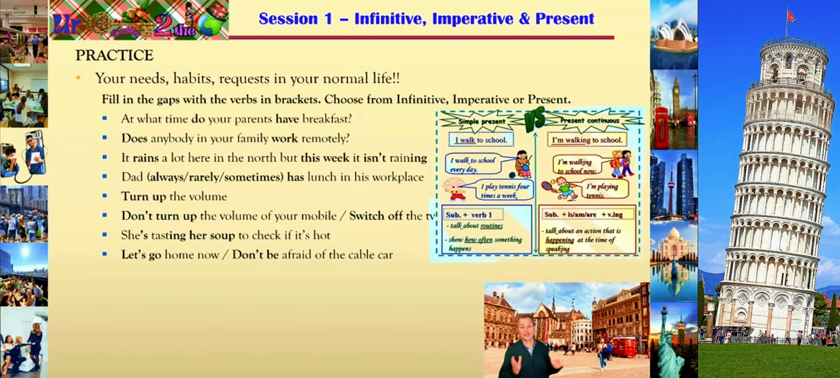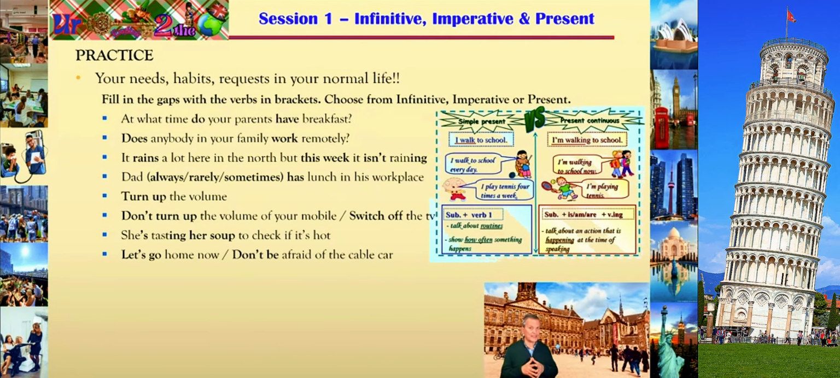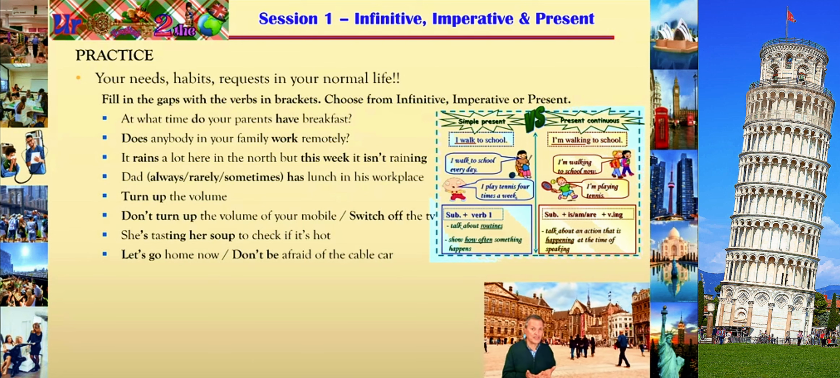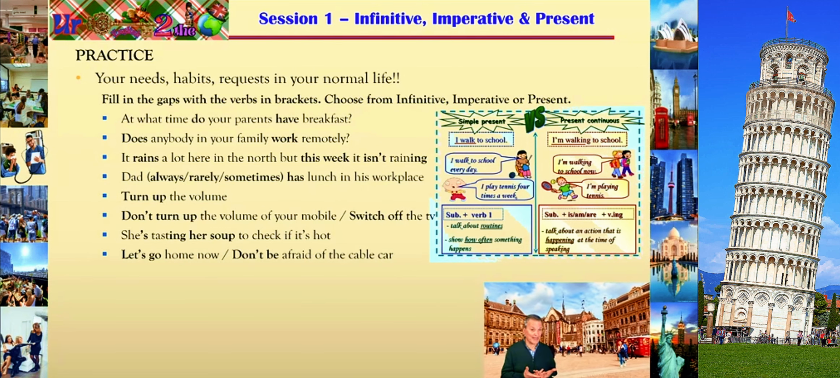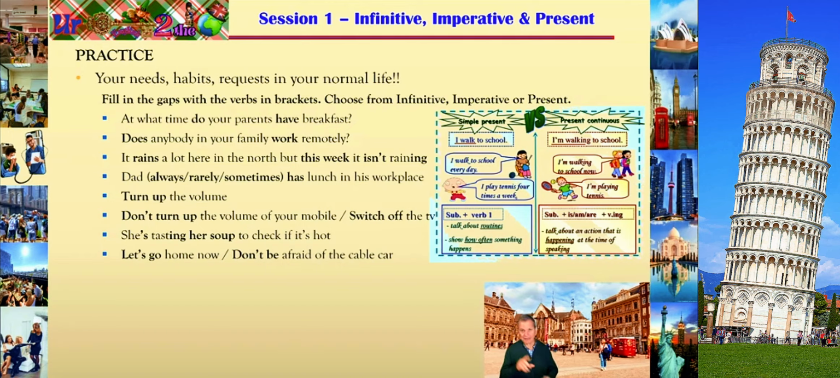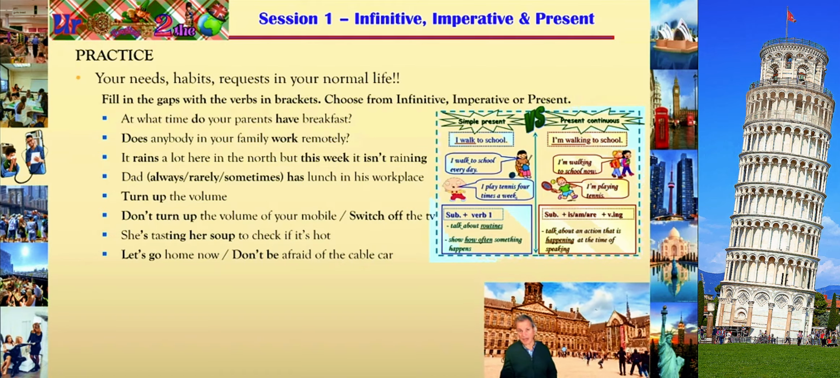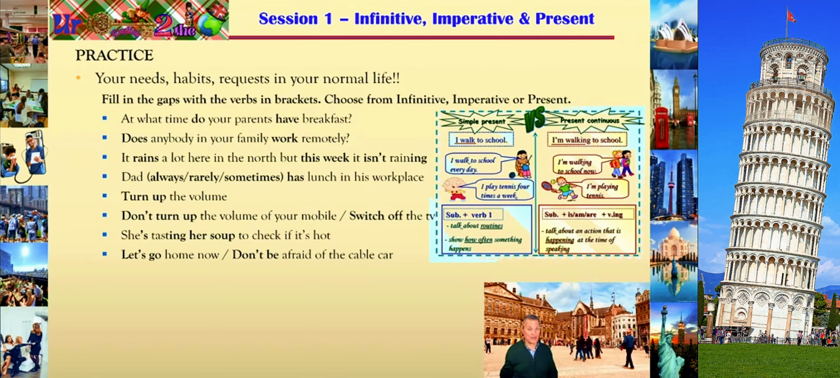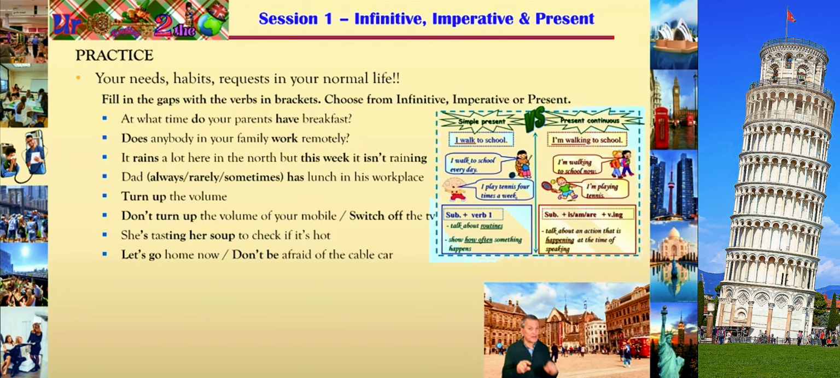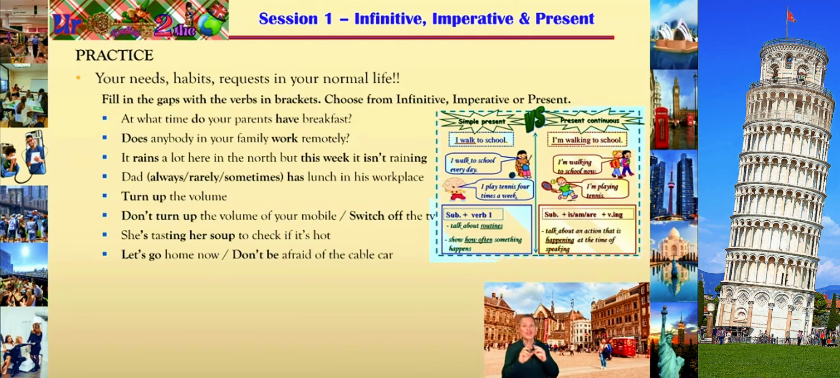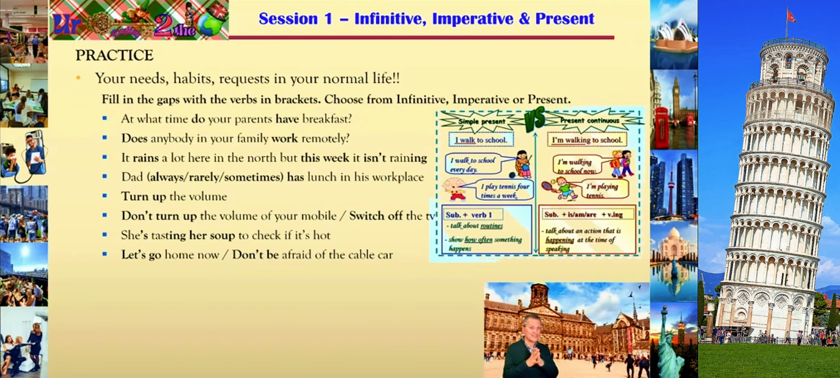Let's go home now. Don't be afraid of the cable car. Let's go home now is the softer type of imperative, right? With let's, that makes it softer. And the other one is a normal negative imperative with the verb to be, right? Don't be afraid. Be careful, because this is the only case in which we use do with the verb to be, right? In the negative imperative.